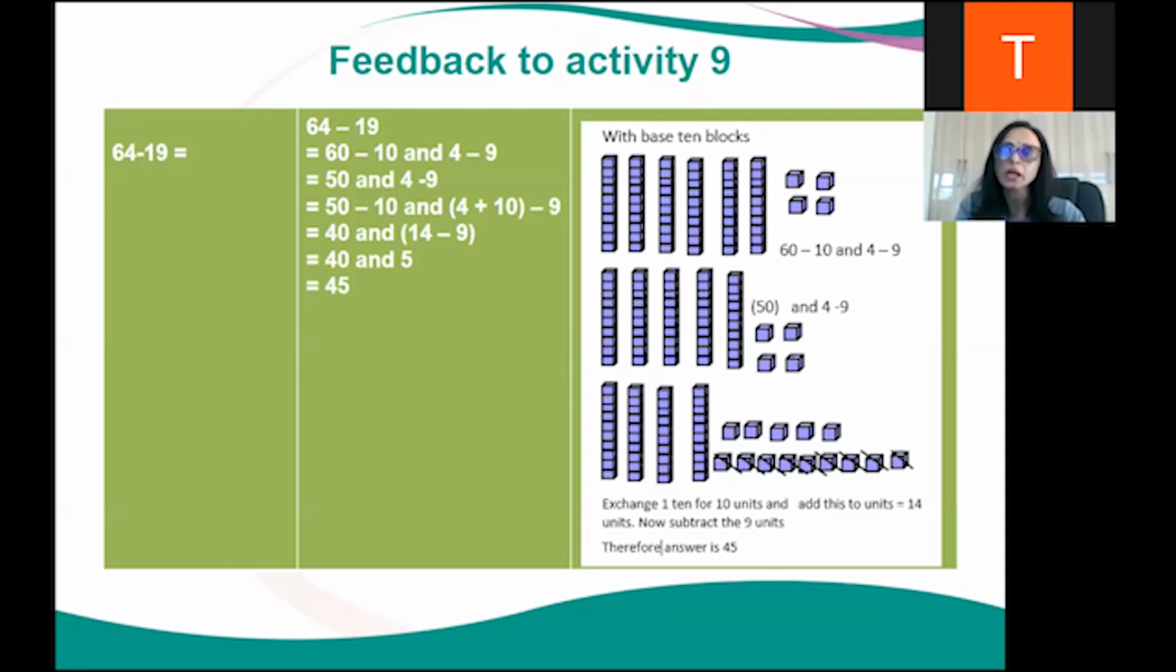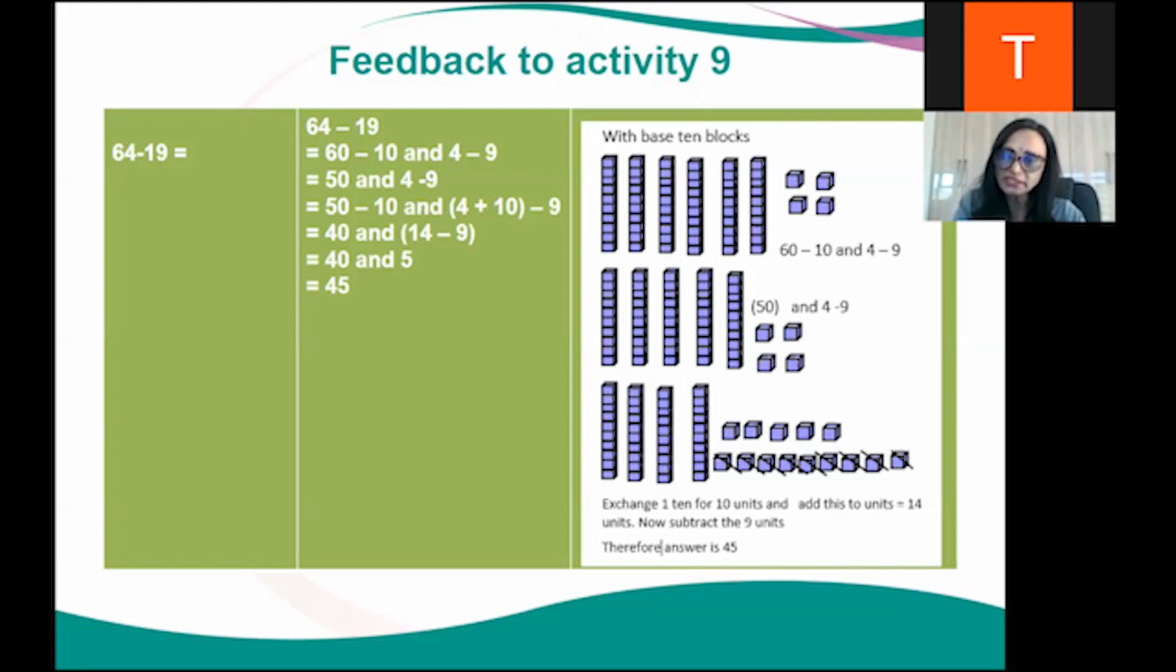Now let us see how we can do this with the base 10 blocks. So we have 6 tens and 4 units, because 64 is equal to 6 tens and 4 units. And then we say 60 minus 10 and 4 minus 9. So when 60 takes away 10, it will give you 50, as you see in the row below, and 4 minus 9. And we know that 4 cannot take away 9.